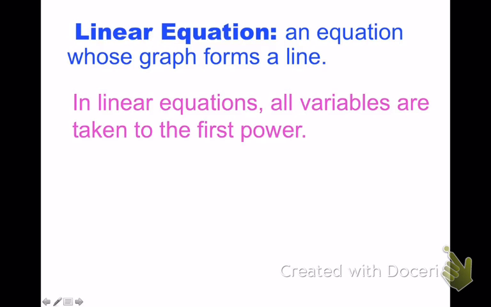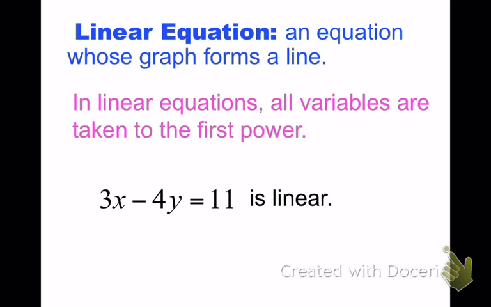So again, linear equations, or linear functions, as we may call them now, is an equation whose graph forms a line. In linear equations, all variables are to the first power. So again, all variables do not have little exponents, so they're all automatically invisible ones. So they all have exponents to the first power. So here's an example: 3x minus 4y equals 11, where 3 is the a, negative 4 is the b, 11 is the c. All you will ever see when there's actual numbers on it is the letter x and the letter y. This is a linear equation, or a linear function.